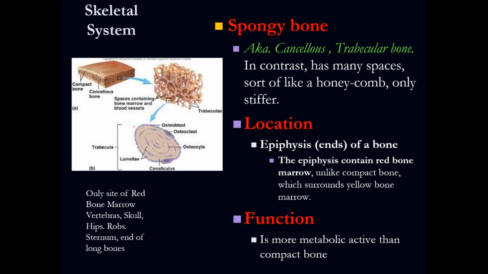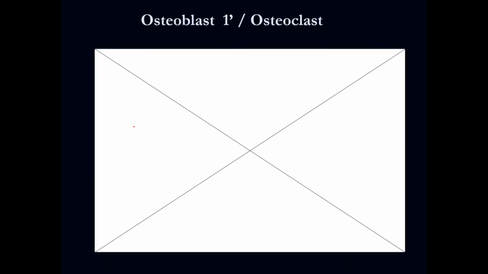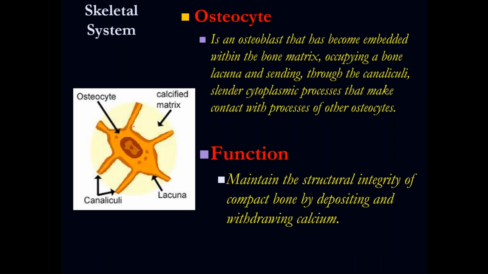You know the functions of the osteoclast and the osteoblast, correct? So remember, the osteoclast is going to be affected by the PTH, the parathyroid hormone. And the osteoblast is going to be activated by the calcitonin. Who produces the calcitonin? The thyroid gland, right?